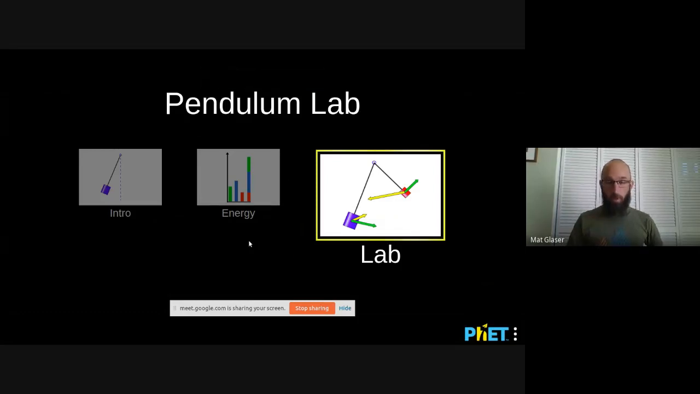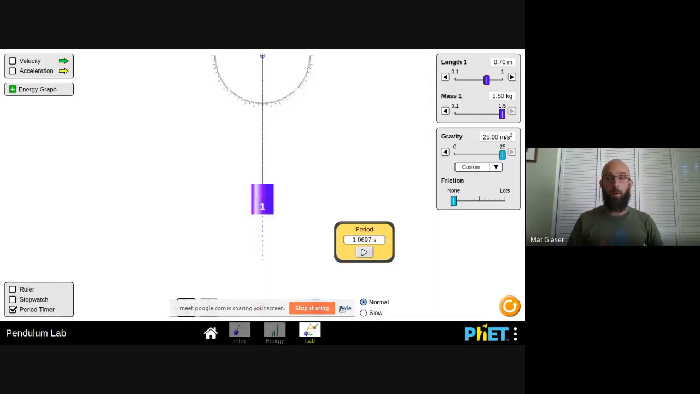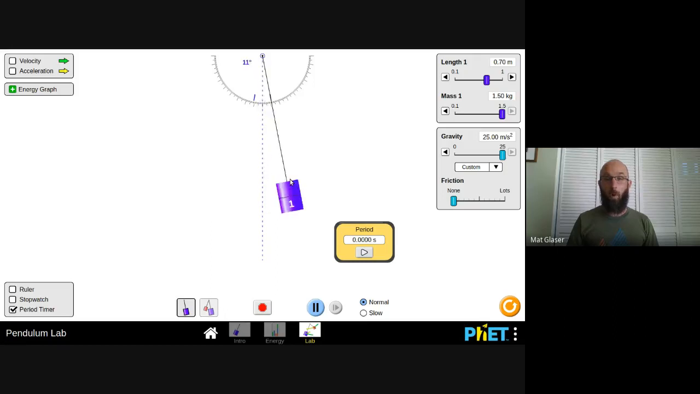So you're going to start with the lab. Actually, the only one you're using right now is the lab, okay? So this is what it looks like here. You got your pendulum in the middle of the screen. Up on the top, this is essentially like a protractor, which will tell you the angle that you're pulling the pendulum. You got some controls over here where we're not actually using any of this. We are going to use the period timer, which is right here.